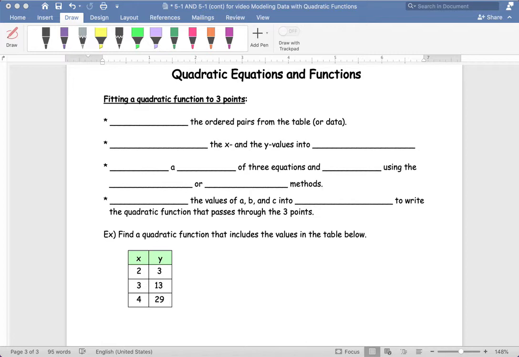So the first thing you want to do is identify the ordered pairs from the table or from the data. Okay, so you're going to identify them.